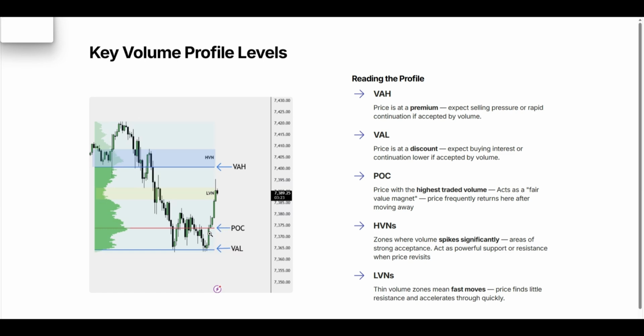Next we have the point of control. This is the price with the highest traded volume and acts as a fair value magnet. Price frequently returns here after moving away.